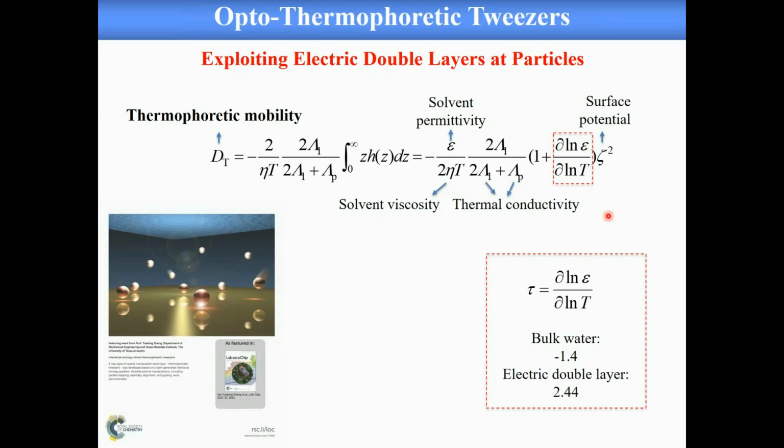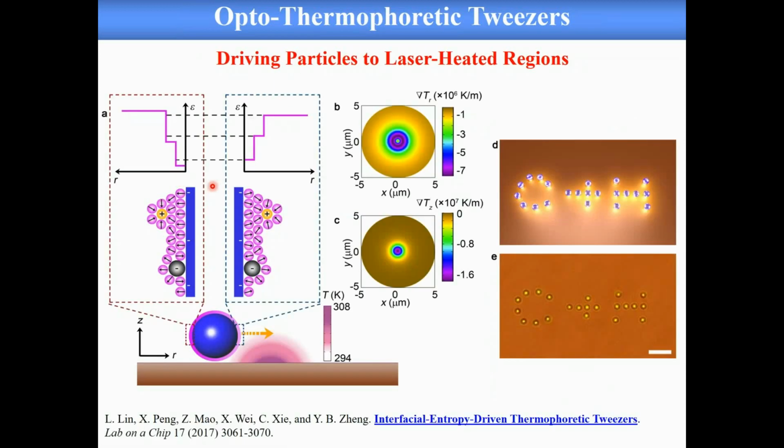So you can see if you have bulk water, this term has a negative value. But if you have an electric double layer, it becomes positive. So what's happening here? Basically, because of the electric double layer, you flip this sign from negative to positive, or positive to negative, depending on the other parameters. So basically, you are able to control the particle now, to start moving from colder to hotter region. So that's exactly what we achieved in these demonstrations.